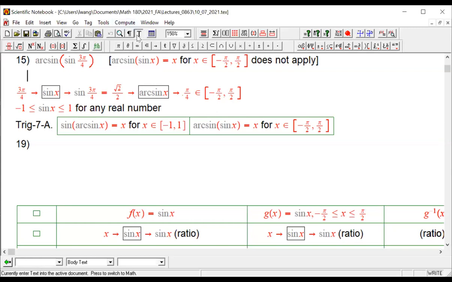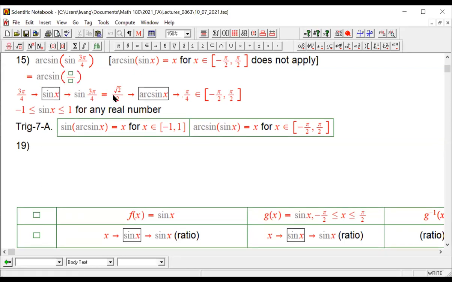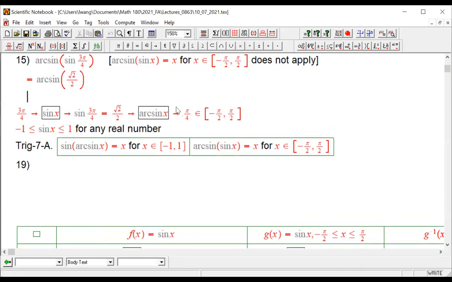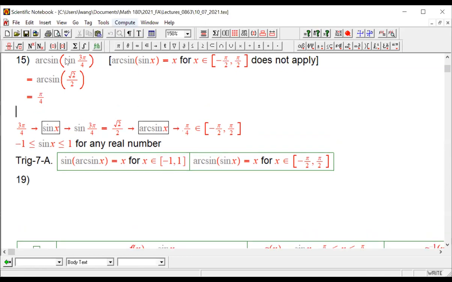So how do you go about this algebraically? ArcSine, inside you're going to get √2/2. And the next step, you get the answer pi over 4. You're done. So this part is how you show your work algebraically. You don't have to mention the shortcut. I mentioned it here because we are considering whether that property applies.